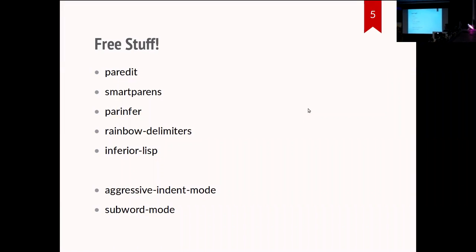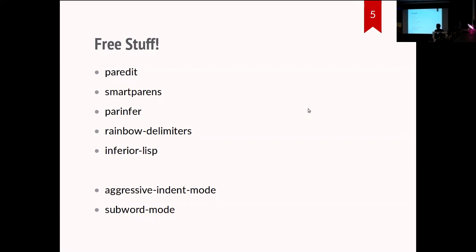That's rainbow delimiters. There's inferior Lisp, which is a thing that comes bundled with Emacs for dealing with Lisp wrappers, basically. Whenever you have a process that can read expressions from standard input and will write the result from evaluating that expression to standard output, then you can hook that up with inferior Lisp mode and use that to evaluate stuff from Emacs.